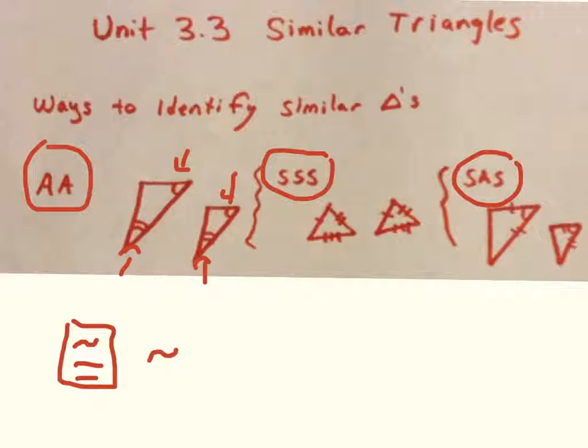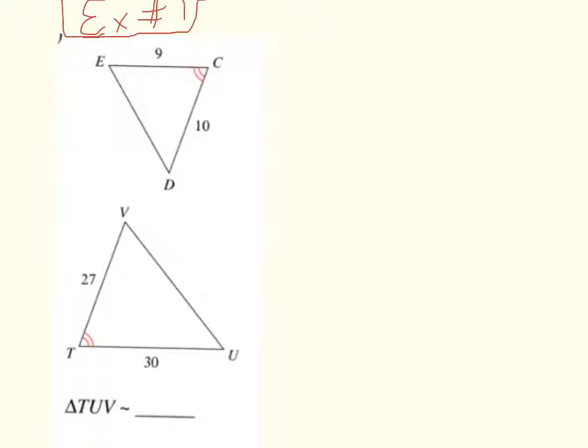Now, I keep saying the word proportion. What do I mean by that? Well, let me give you an example. Example 1 here, I have two triangles. I have TVU and CED. I obviously have one angle that is the same as the other angle in the triangle by those little markings. But the question is, are the sides in proportion?